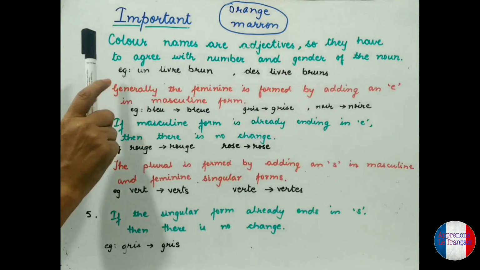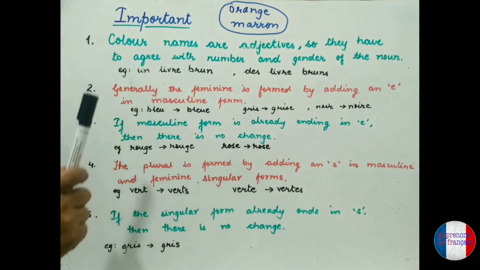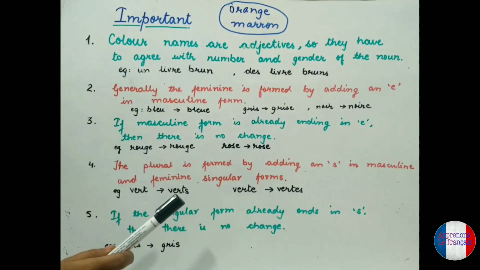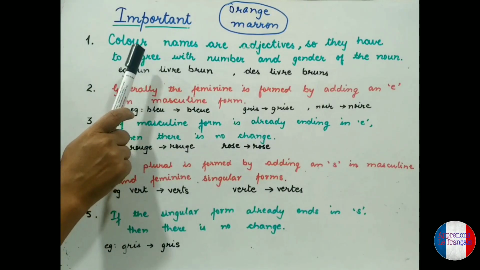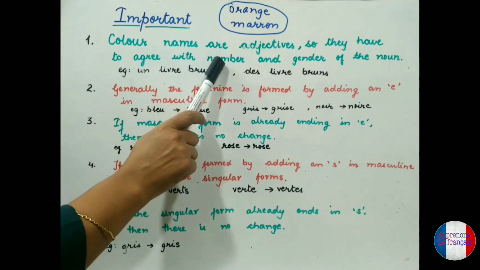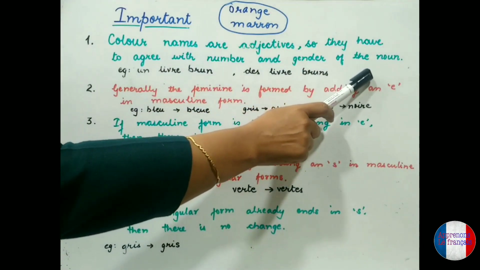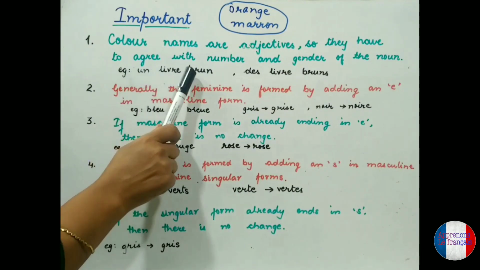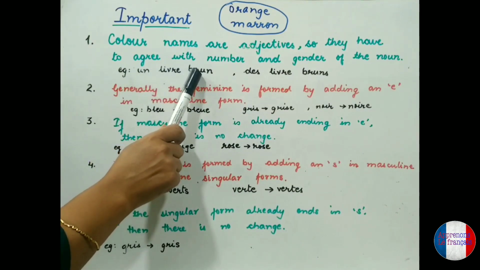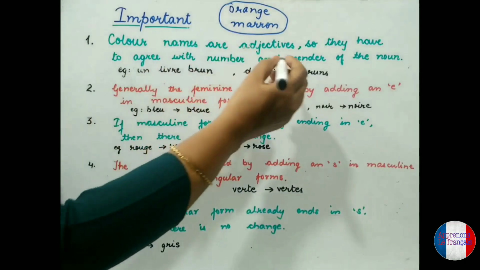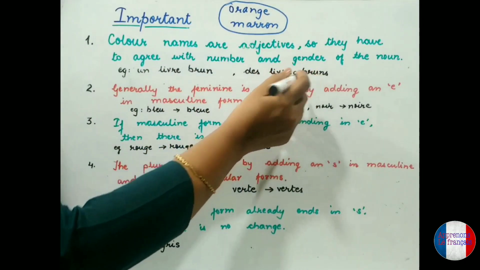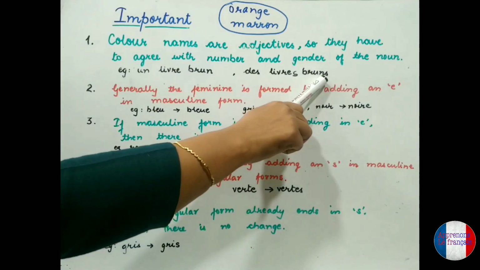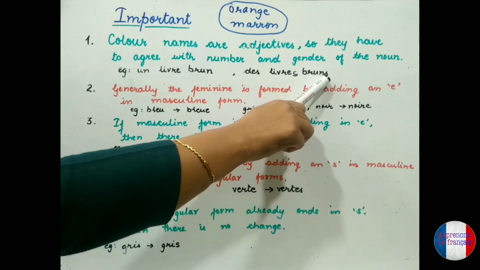The first important thing that you need to remember is colors are adjectives. So they have to agree. We have to accord them with the number and the gender of the noun. For example, un livre brun, because livre is masculine, so it is brun. And des livres bruns, sorry, I forgot to put an S here. Plural has to take the plural color adjective.